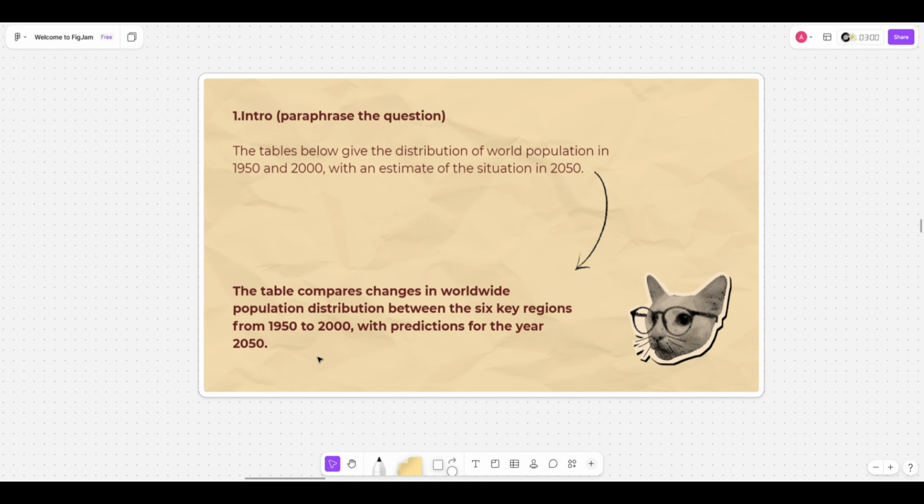So you can see what changed. Gives a distribution became compares changes in distribution, and an estimate of the situation became prediction for the year. It's the same meaning, just expressed differently. 1 or 2 sentences is all you need here. Keep it clean and move on.